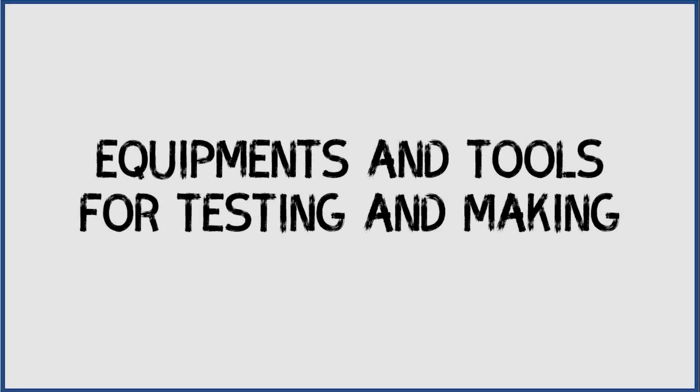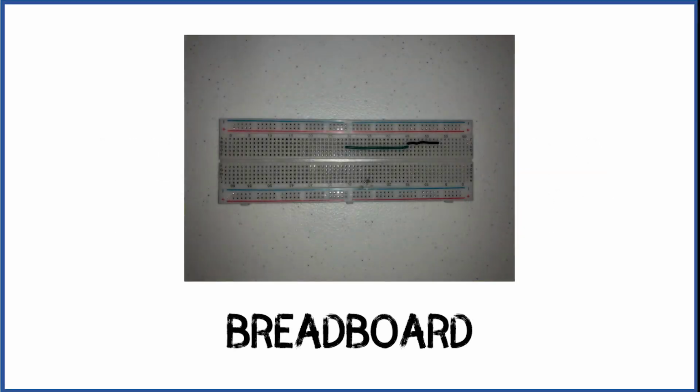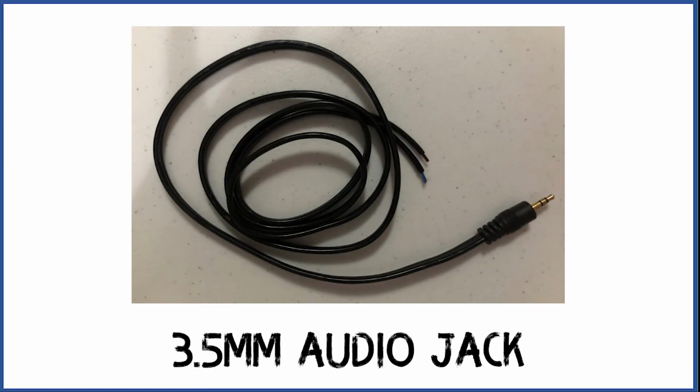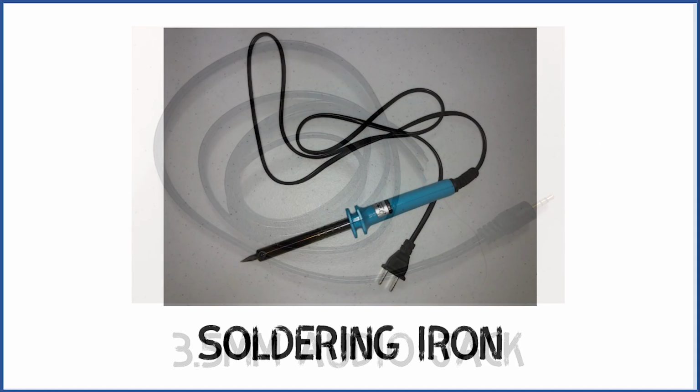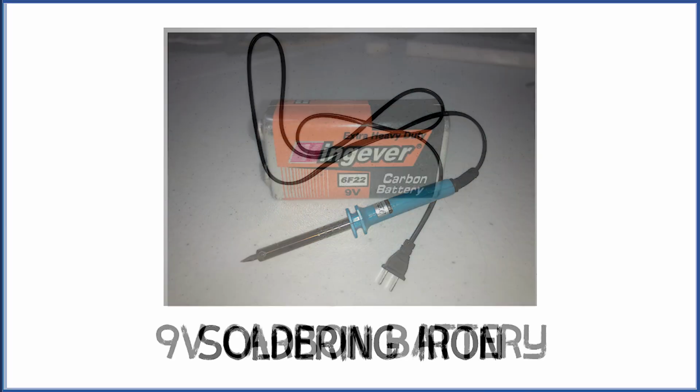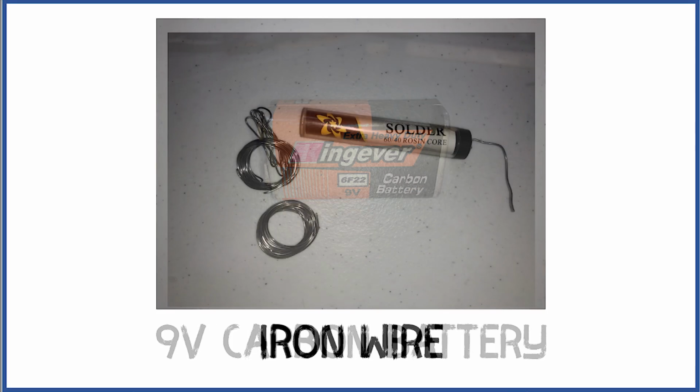Some equipment used for making and testing that were bought before the community lockdown are the breadboards, 3.5mm audio jack, soldering iron, 9 volts carbon battery, and the iron wire used for soldering. The previously mentioned materials are the components used to create both an AC to DC converter power supply and the audio frequency amplifier.